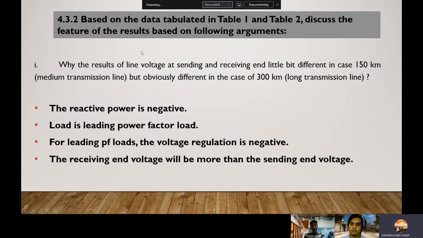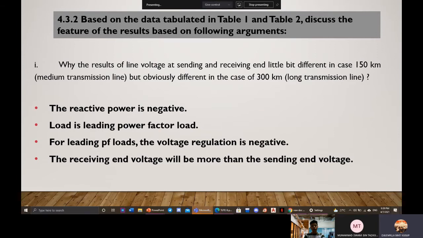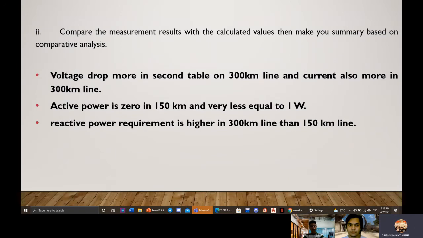So here are the questions based on the report. Why is the result of the line voltage at sending and receiving a little bit different in the case of 150 km, but obviously different in the case of 300 km? Here is our answer. First, the reactive power is negative, and the load is a leading power factor load. For a leading power factor load, the voltage regulation is negative, so the receiving end voltage will be more than the sending end voltage.